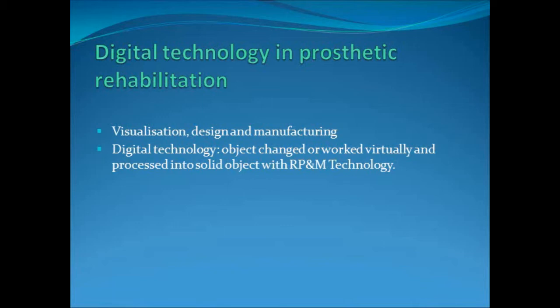Now in digital technology, an object is changed or worked virtually and processed into a solid object with the help of RP&M technology, that is rapid prototyping and manufacturing technology. Now what is this RP&M technology? It is a commonly accepted name for technologies that are capable of manufacturing physical objects directly from 3D computer data in a layer by layer manner. So with the same technology, we are going to fabricate the obturator prosthesis.